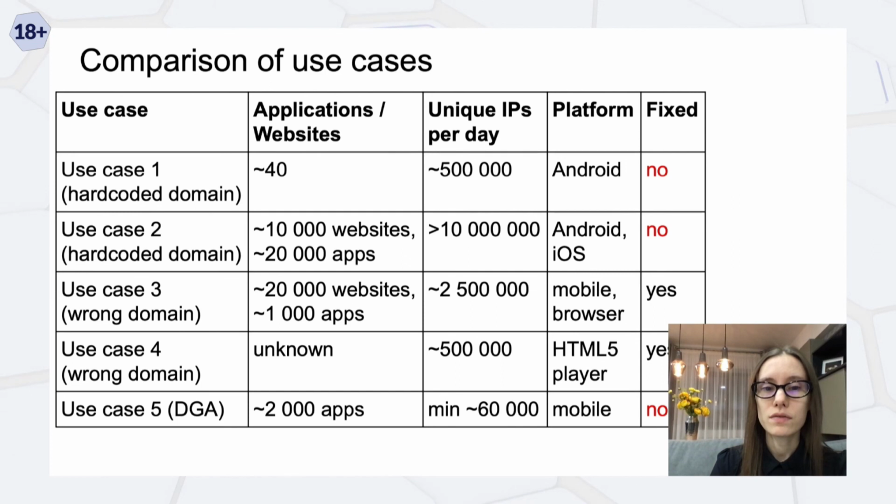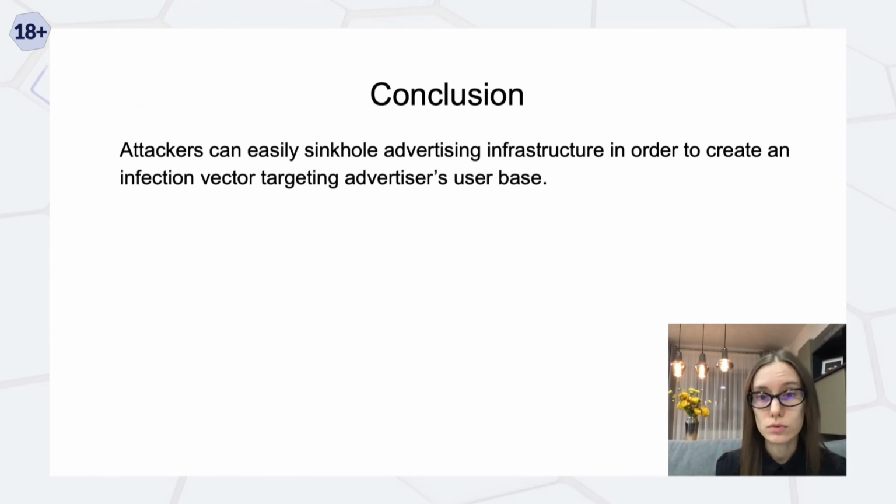However, these are just 5 examples. What we want to emphasize with these examples is that this happens often, and that this happens for various advertisers and mediators that have huge user bases. The conclusion is worrisome, because the attackers can easily sinkhole advertising infrastructure and use it as a novel infection vector in order to target the advertiser and mediator user base.